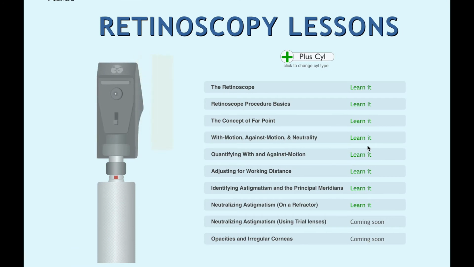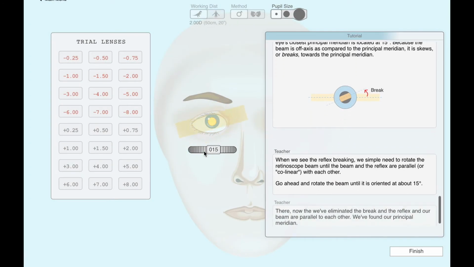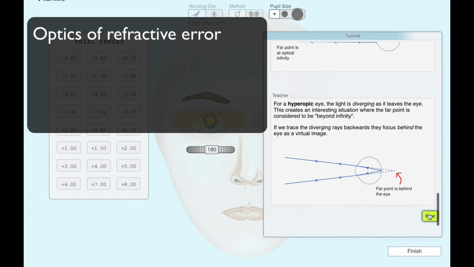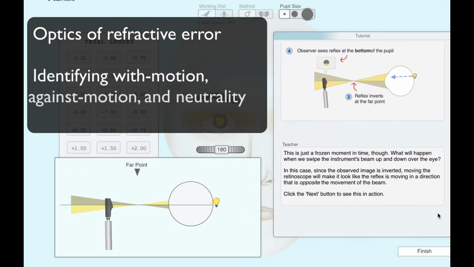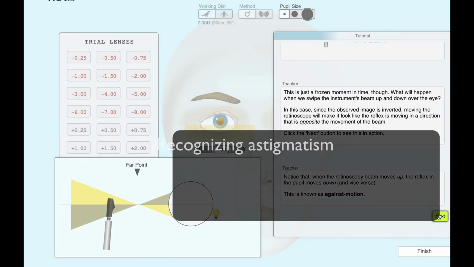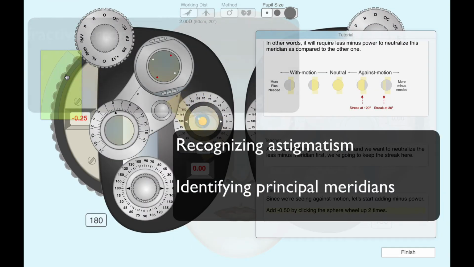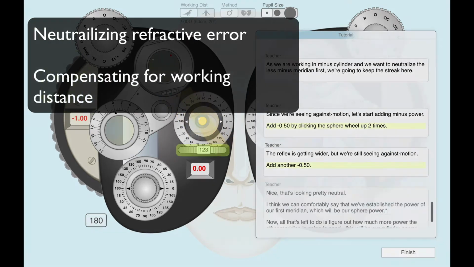The interactive retinoscopy tutorials work in a similar fashion. You manipulate a virtual retinoscope and learn concepts such as how the optics of refractive error affect the appearance of the retinoscopy reflex, identifying with motion, against motion, and neutrality, recognizing astigmatism and identifying the principal meridians, neutralizing refractive error, and compensating for working distance.